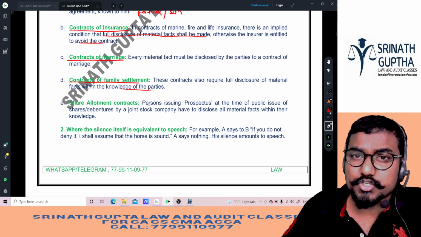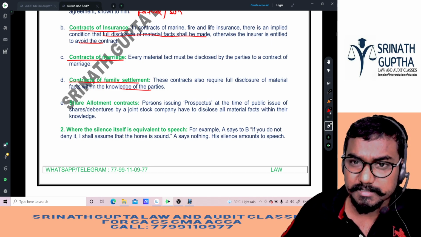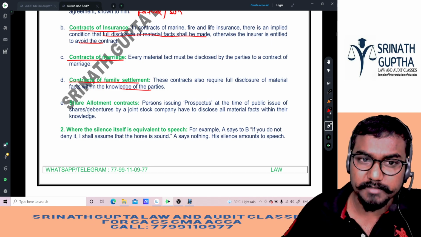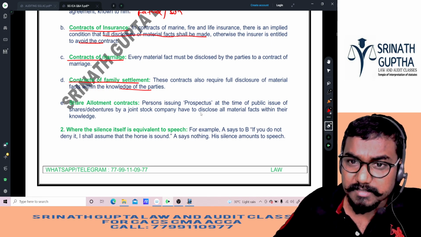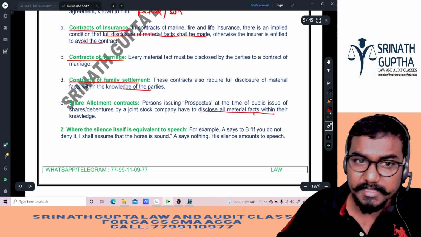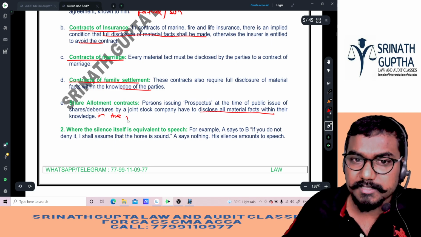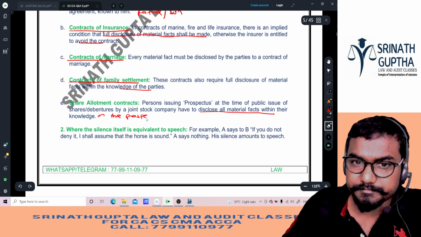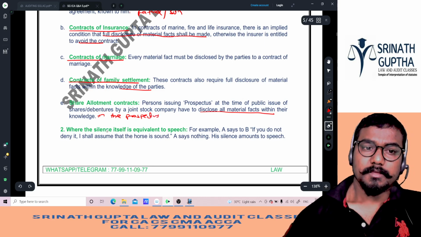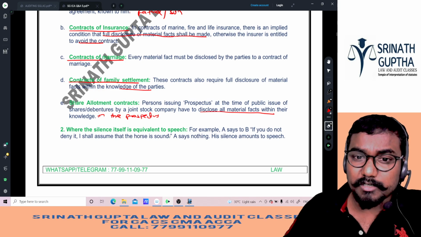When the company is issuing shares to investors, the company has to disclose everything in the prospectus, beta. So the person issuing a prospectus at the time of public issue of shares and debentures by a joint stock company has to disclose all the material facts within their knowledge in the prospectus. Where, beta? In the prospectus. Look, everyone. Otherwise it becomes voidable.